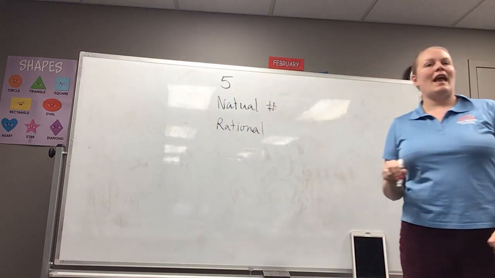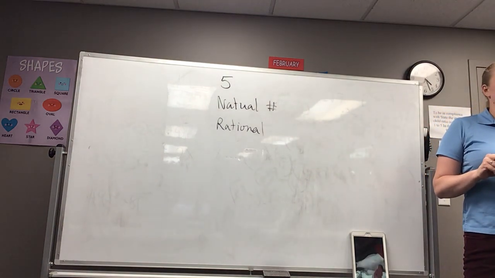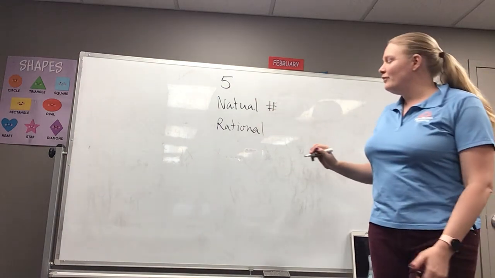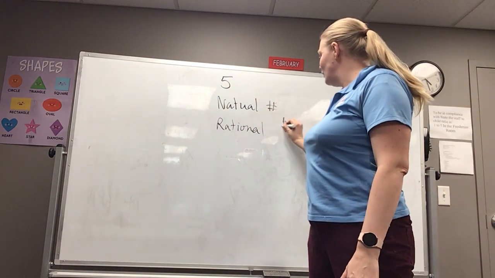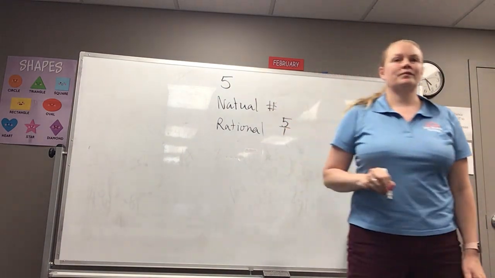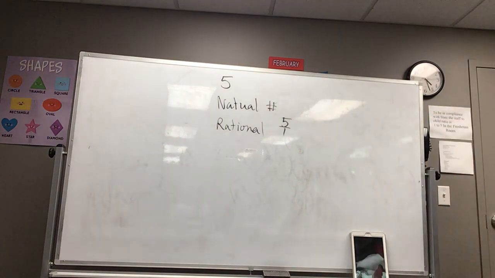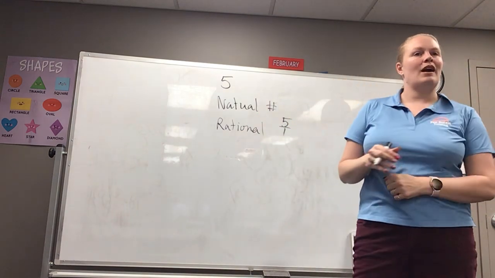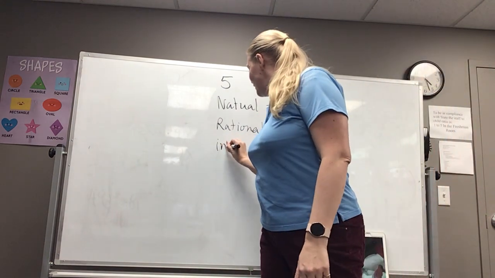Rational means that it can be written as a fraction, and so frequently when we think of rational numbers, we think of fractions, but 5 can be written as 5 over 1. Other number sets it belongs to. It's an integer. Excellent. Integers are both the negative and positive counting numbers, so it is an integer.